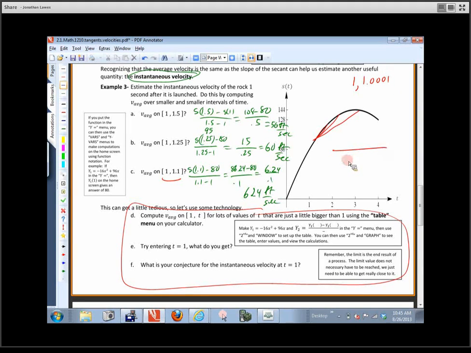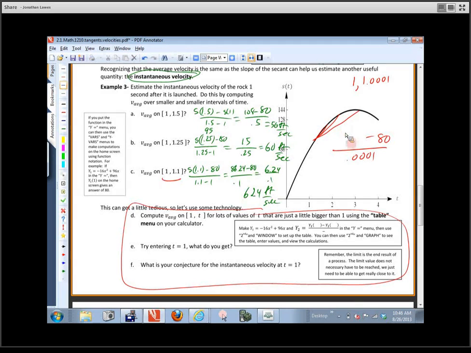What goes in the denominator? 0.0001, 3 zeros and a 1. At 1, it was at 80. And all I need to do is figure out what is s of 1.0001. So I'm giving a 10,000th of a second. A 10,000th of a second difference. It could hardly move in 10,000ths of a second. Okay, can somebody tell me what s of 1.0001 is and double check with your neighbor, make sure you got it right before you tell me?